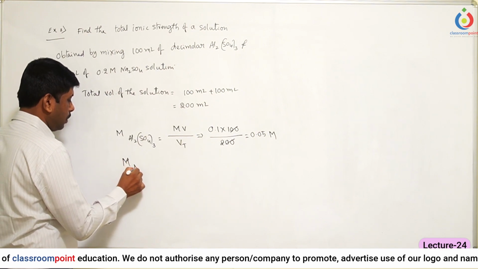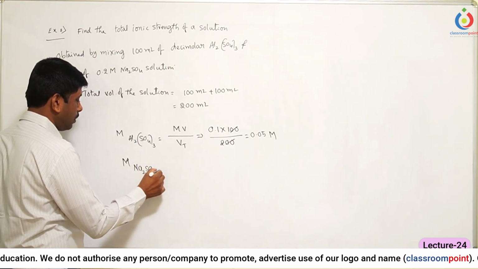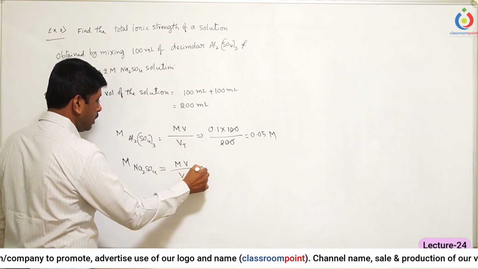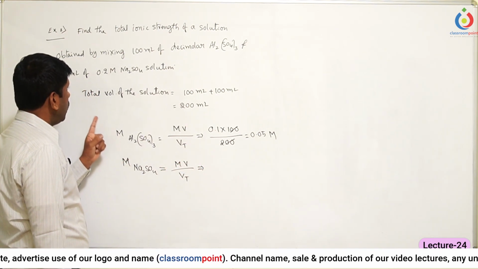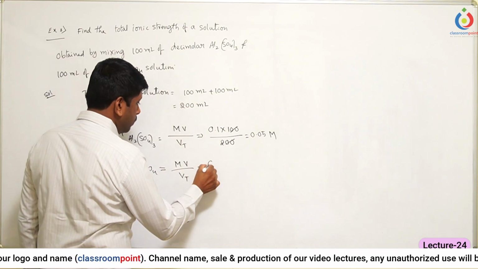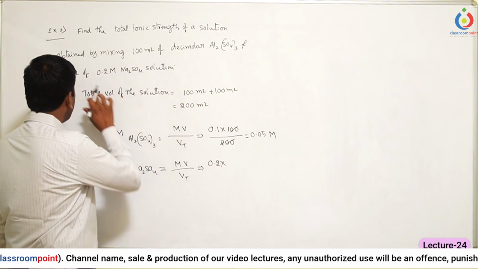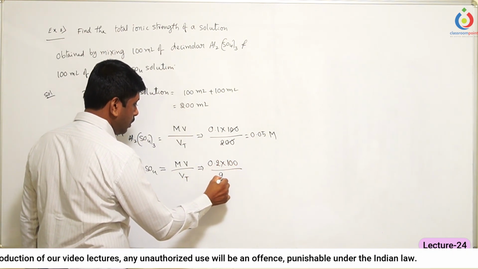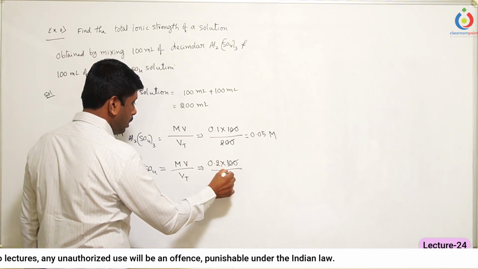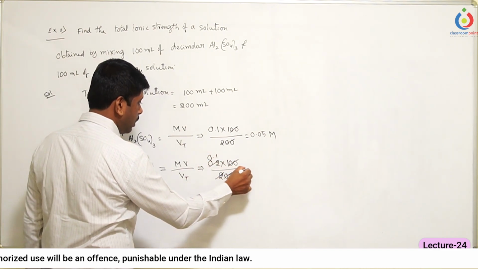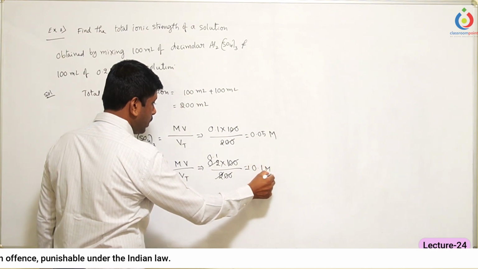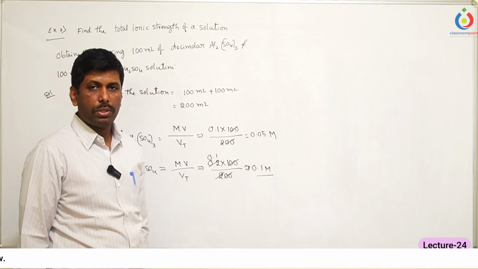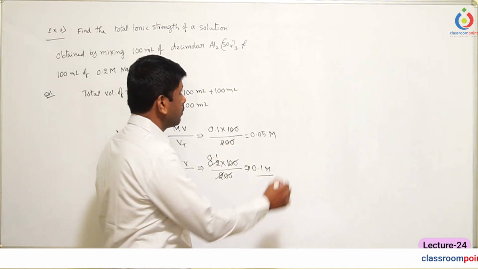And molarity of sodium sulfate, Na2SO4. Here also molarity into volume divided by total volume of the solution. So molarity is given as 0.2. Again volume is equals to 100 ml, divided by total volume of this solution is also equals to 200 ml. It goes 2 times, it goes 0.1. So the value equals to 0.1 m. Now this final concentrations we have to use in the calculation of the total ionic strength.